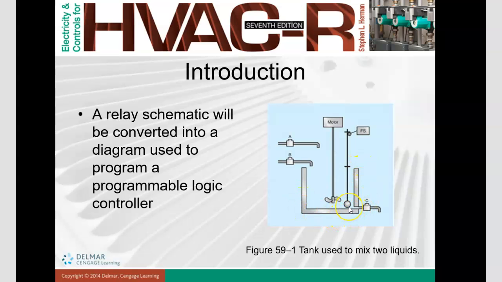When the tank is full, this switch sensor, FS, is a float switch. It is called a float because it has a ball that goes up when the water rises. The ball goes up until it touches that, and it will stop the liquid from entering. A shuts off, B also shuts off.